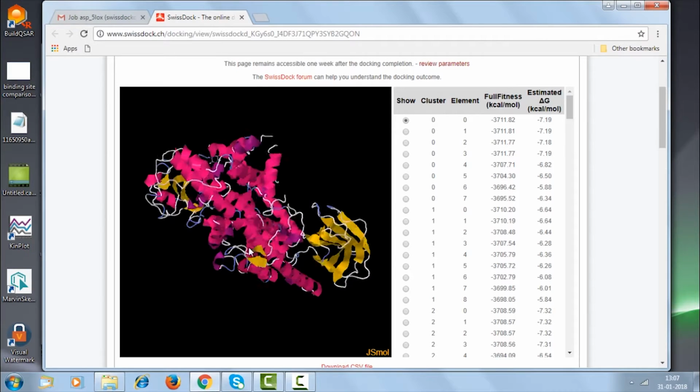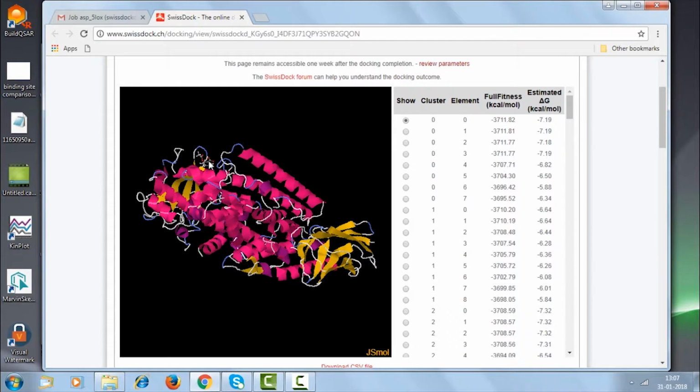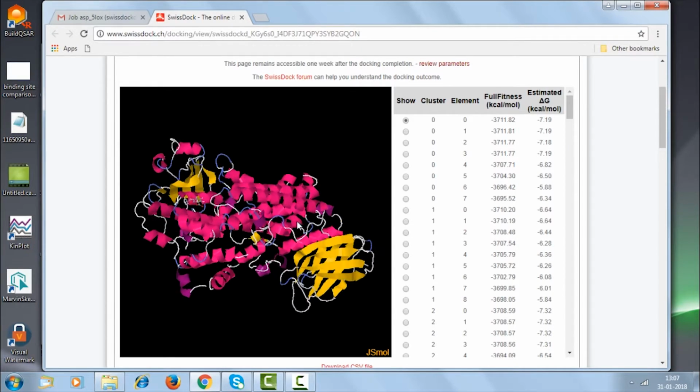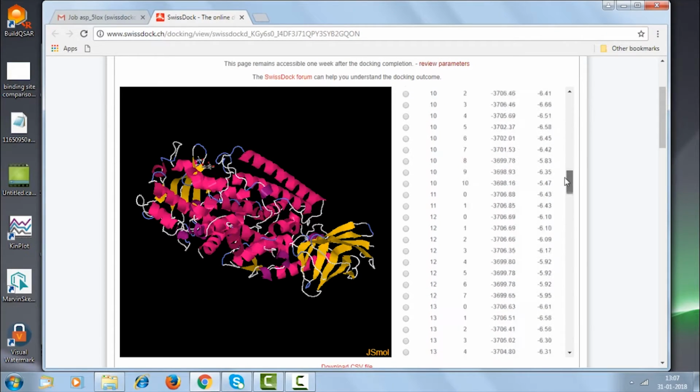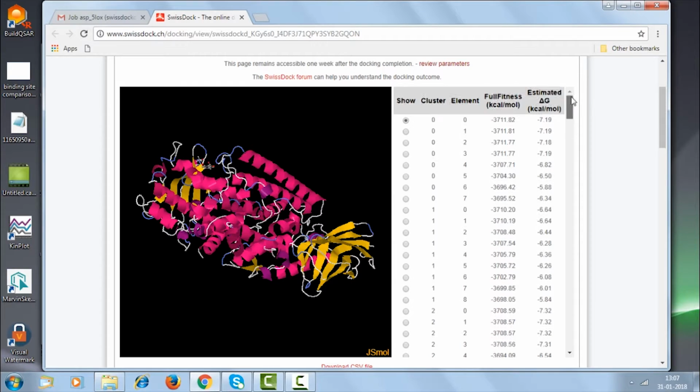Okay, the aspirin is here, somewhere here. Are you able to see the aspirin there? Yeah, you can see the aspirin here, and this is the Phylox enzyme. This is the output from the SwissDock. It gives you a large number of results, and different clusters also.